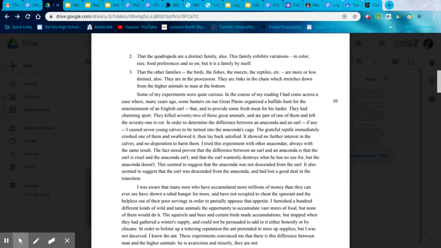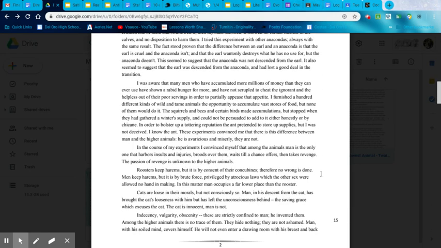The fact stood proven that the difference between an earl and an anaconda is that the earl is cruel and the anaconda isn't, and that the earl wantonly destroys what he has no use for, but the anaconda doesn't. This seemed to suggest that the anaconda was not descended from the earl. It also seemed to suggest that the earl was descended from the anaconda and had lost a good deal in the transition. All right, so this is obviously poking fun at the idea of social order or hierarchy of animals, and thus saying that human beings are acting basely compared to animals.